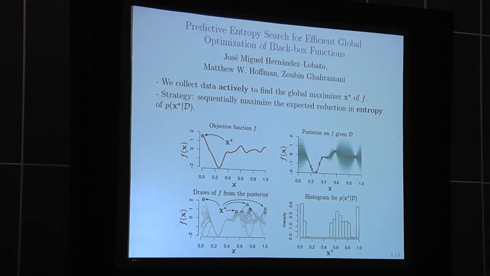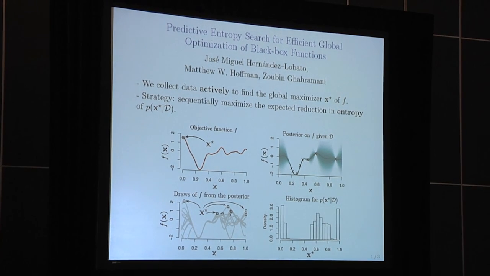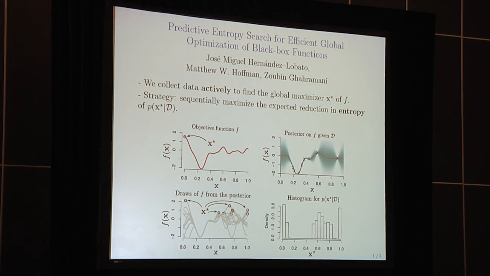Our objective in this work is to find the global maximizer x star of an objective function f, which is unknown and can only be accessed through calls to a black box that provides noisy measurements of this function. Our objective is to find this maximizer x star using as few function evaluations as possible. And for this, our strategy is to select at each iteration the next evaluation location to be the one that will shrink the most our uncertainty on the possible values of x star.